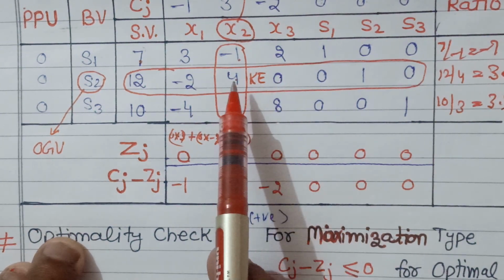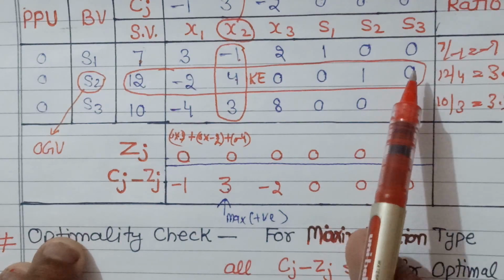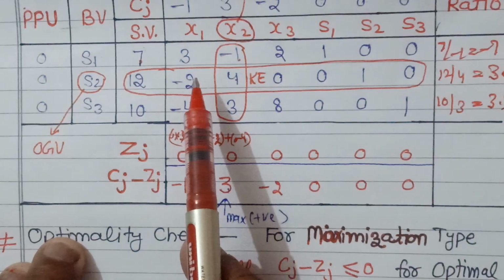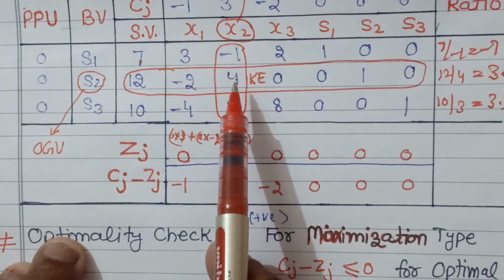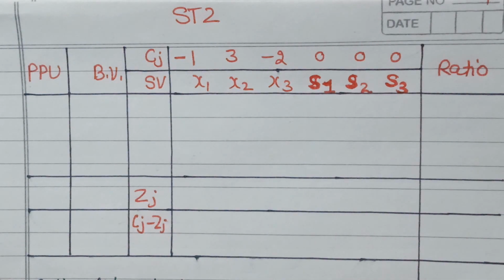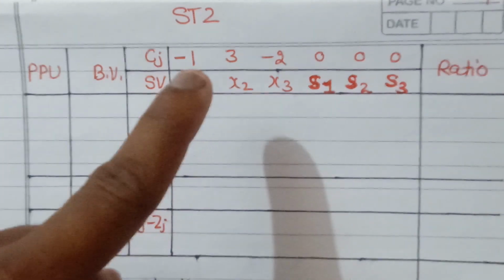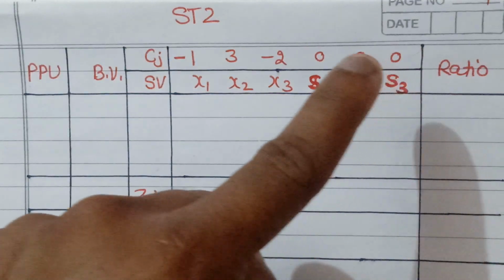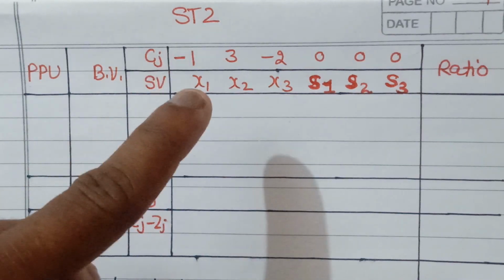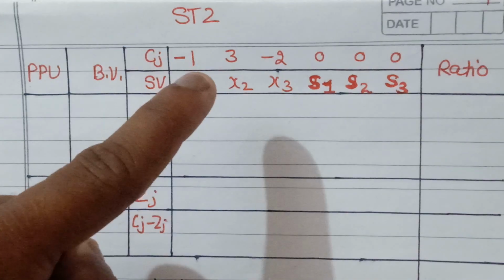Okay, so in the first step let us make this element unity, and also let us change these elements as per the mathematical operation. Now this is the simplex table 2. Initially all these values are marked, and you know that these values will never change during the entire simplex method, so I have written all these variables and their corresponding values initially.